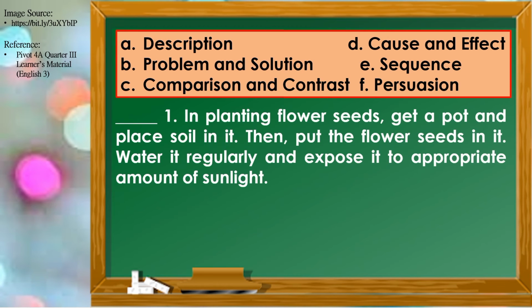First statement, in planting flower seeds, get a pot and place soil in it. Then, put the flower seeds in it. Water it regularly and expose it to appropriate amount of sunlight. What type of informational text is used in this statement? Good job! The correct answer is letter E. This is an example of a sequence informational text.